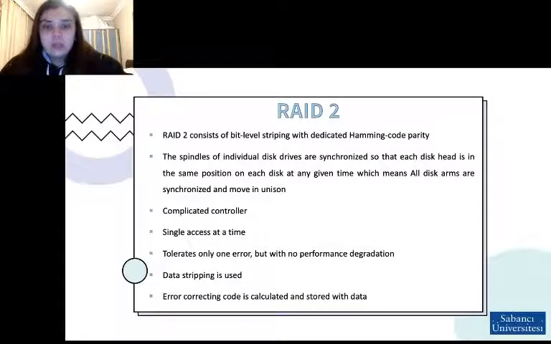All disk spindle rotation is synchronized and data is striped such that each sequential bit is on a different drive. Hamming code parity is calculated across corresponding bits and stored on at least one parity drive. It has a complicated controller, single access at a time, tolerates only one error, but with no performance degradation. On read, the ECC code verifies the correct data or corrects single disk errors.